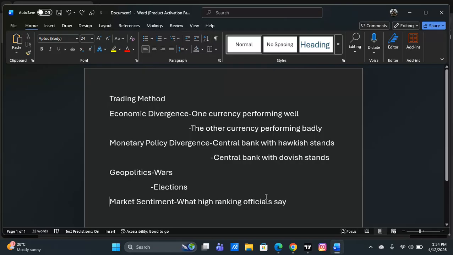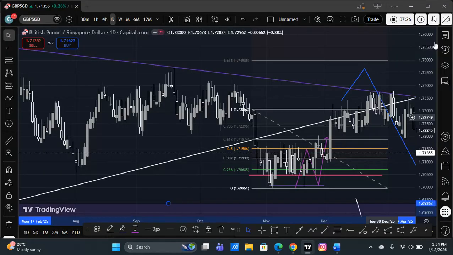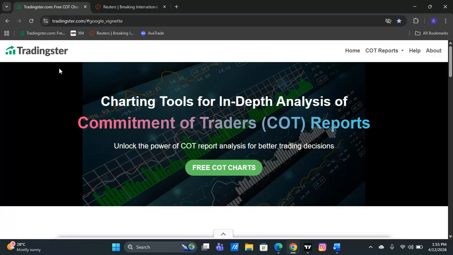I apologize for that. Now, what high-ranking officials are saying could be what the central bank governor is saying, what the hedge fund managers are saying, and it can also involve geopolitics, what the politicians are saying. So market sentiment just involves what high-ranking officials are saying. What high-ranking officials are saying can also include trading status.